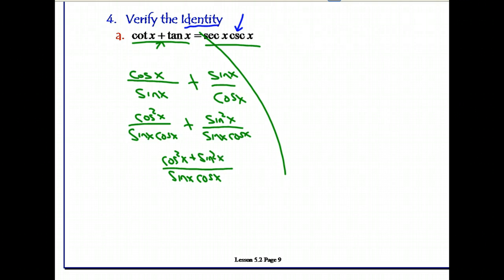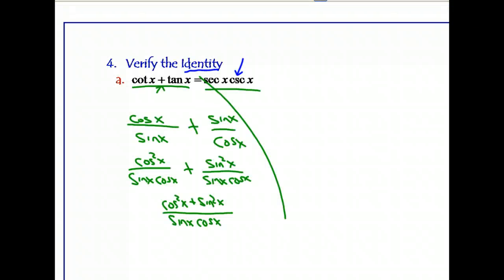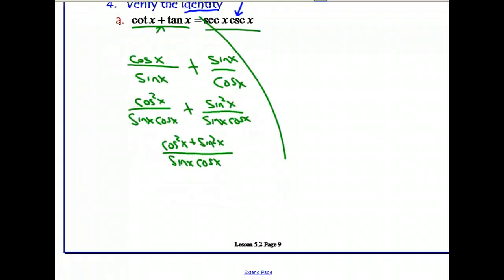And again, you want these fundamental identities just at your fingertips. And you see those squares, and you're thinking, is that an identity? Sine squared plus cosine squared? Yes, it is. Look, it's right here. Sine squared plus cosine squared, that's 1. So sub that out. Put in a 1. So on the top, I've got 1 over sine times cosine.